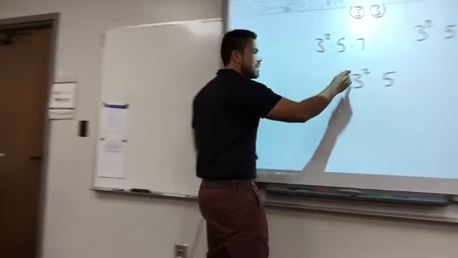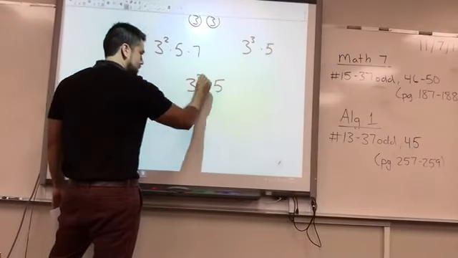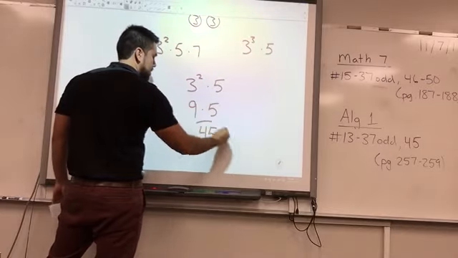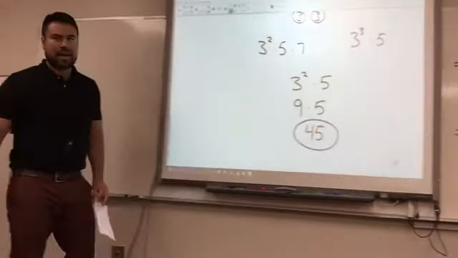So anything else that they share? Nope. So what's 3 to the second times 5? Well, what's 3 to the second? 9. And 9 times 5 is? That's the GCF. It's 45.